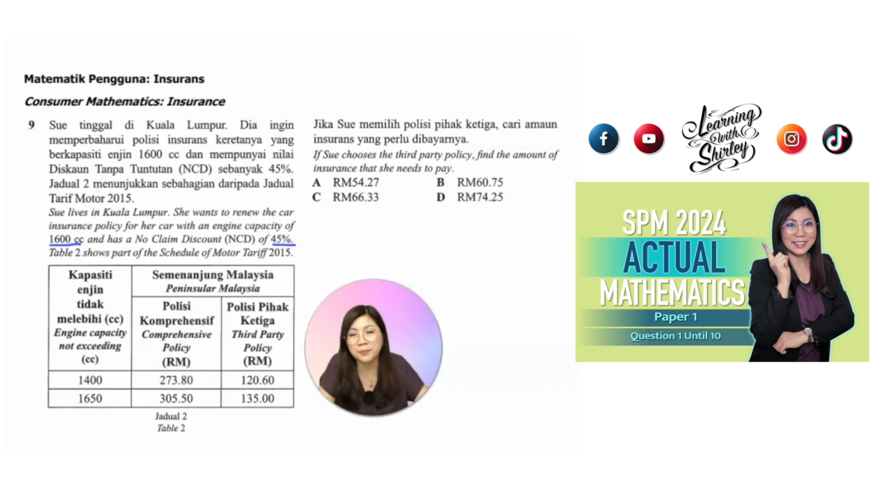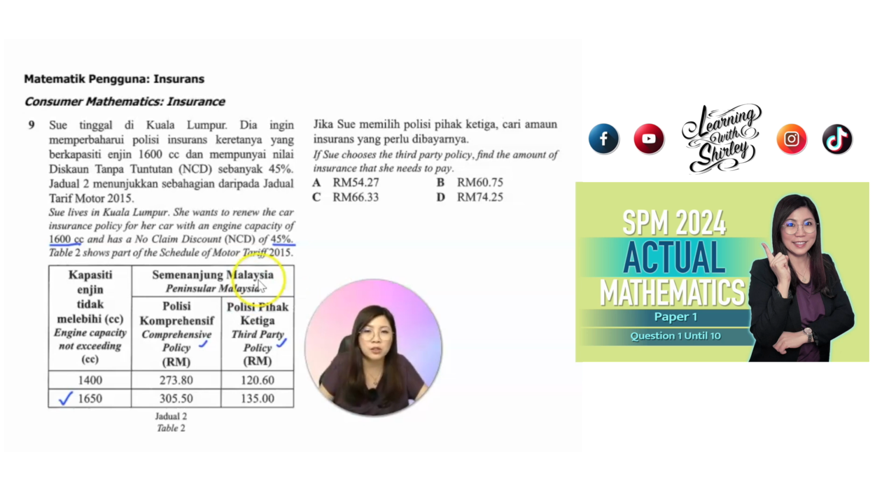So what is NCD? So NCD is a discount given if you didn't get involved in any accident. Okay, so the following year when you want to renew your insurance, then you will get a discount. Okay, so 1,600 cc, let's look at the table, is this bracket. Okay, 1,650, so it's close to that and it's lesser than 1,650. That's the closest. So we have the comprehensive policy and we have the third party policy.